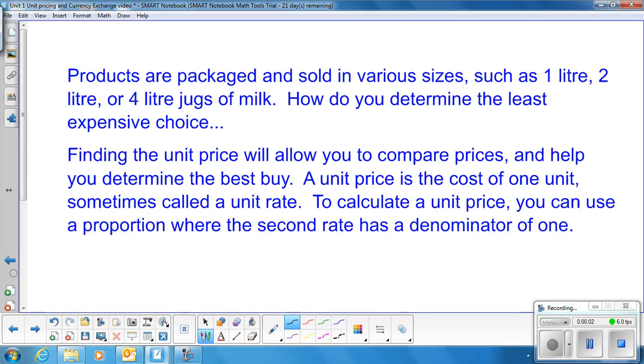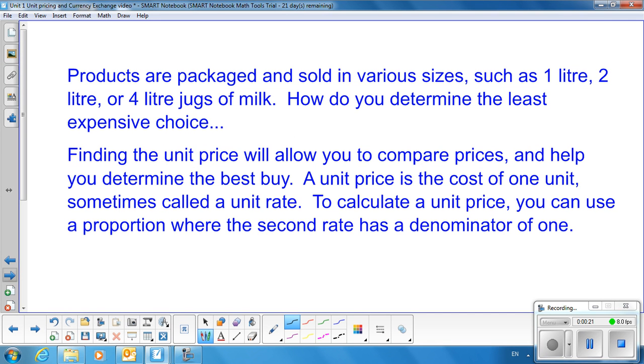Unit price. Products are packaged and sold in various sizes, such as 1 liter, 2 liter, or 4 liter jugs of milk. How do you determine the least expensive choice? Finding the unit price will allow you to compare prices and help you determine the best buy.